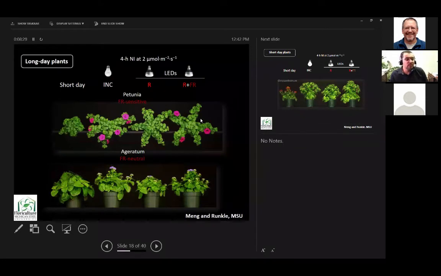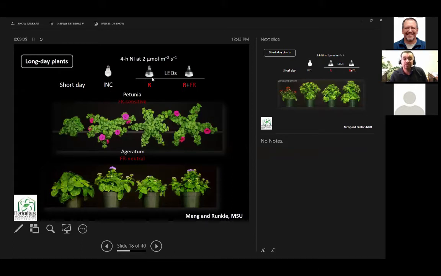Here's yet another example. In this example, we're looking at two long day species, petunia as well as ageratum. As Chris mentioned before, photoperiodic lighting is low intensity. So here, they're providing a 4-hour night interruption at 2 micromoles. The plants were either grown under a 9-hour short day, so as we would expect for a long day plant, those plants are vegetative. Then the plants were grown under a 4-hour night interruption, providing 2 micromoles from an incandescent lamp. As we would expect, the plants are in flower.